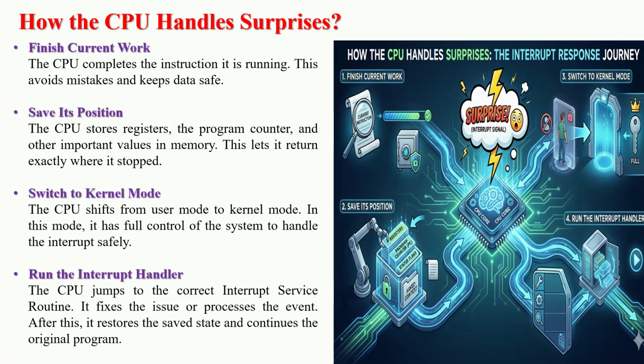Third, it switches to kernel mode. And this is similar to when only senior officers are allowed to take control during emergencies. And fourth, it runs the correct handler. The interrupt service routine handles this issue. After finishing, everything is restored and the program continues exactly from where it stopped. No confusion, no loss of work.